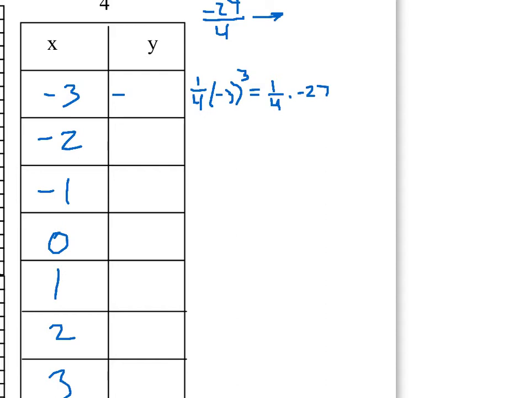So Patrick, what should our y be? -6.75. All right, so now we plug in -2: 1/4 times -2 cubed. We actually have done this one today. We did an undo now.